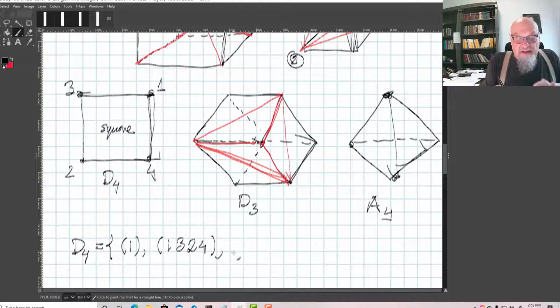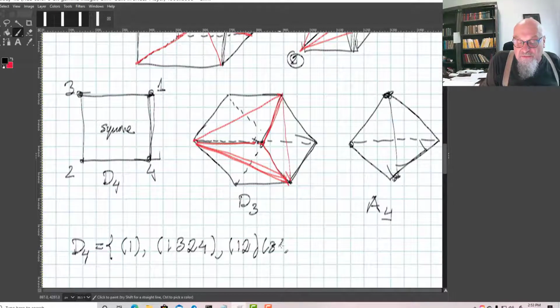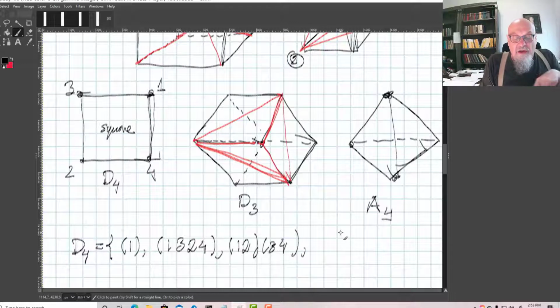And then, of course, take this rotation. This is a rotation. Apply it twice, you get 1, 2, 3, 4. And then, of course, if you take the third power of the first rotation, you will get the inverse one, and this will be 1, 4, 2, 3. And those are the rotations.